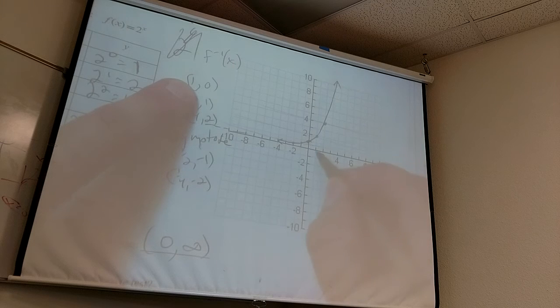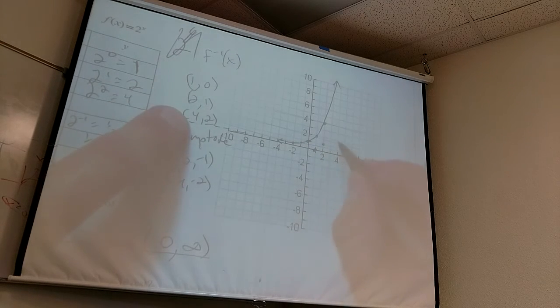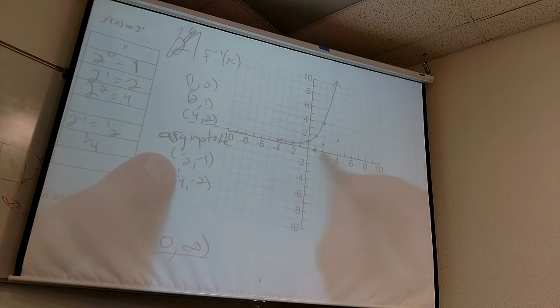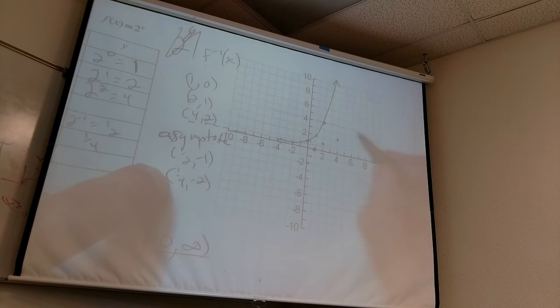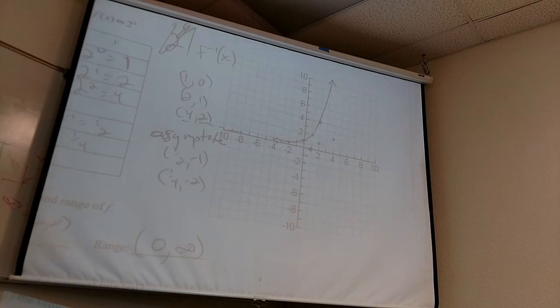Let's see, (1, 0), (2, 1), (4, 2), (1/2, -1), (1/4, -2). Where does it look like there's an asymptote now for the inverse? If you look at this, yeah, the y-axis. So it's the x-axis for the function, and what do we do to find the inverse? We switch x and y. So if the function has an x-axis asymptote, the inverse is going to have a y-axis asymptote, because we switch x and y.